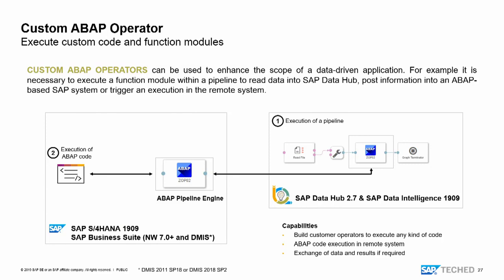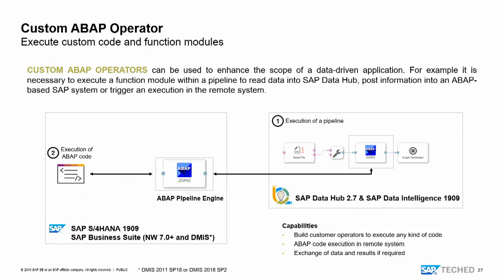You need to tell what is the name of the operator, what kind of imports, what kind of outports the operator shall have, and of course the body of the operator, so what kind of logic shall that operator run through. Once you've done that and you choose the custom ABAP operator in the Data Hub system and you connect to that system, that operator will now become visible in a drop-down box.